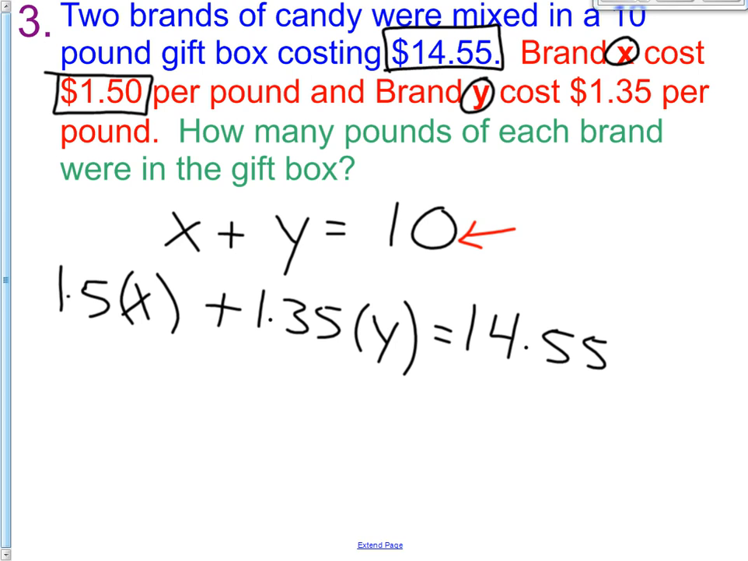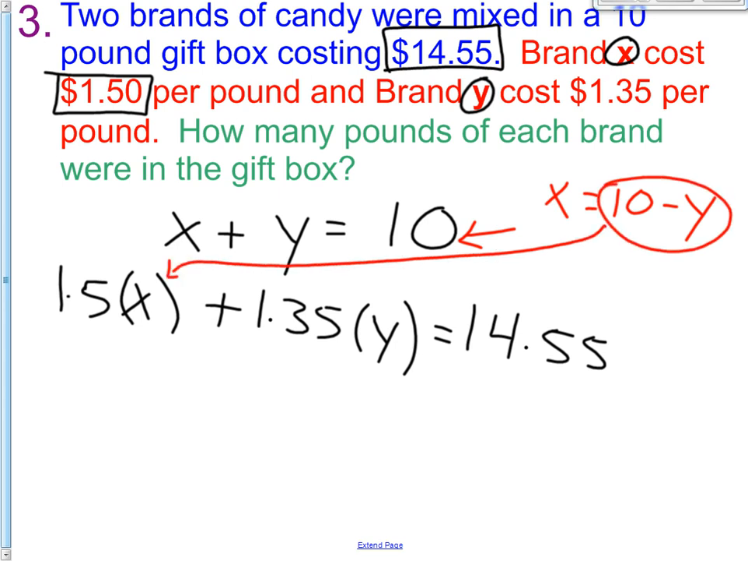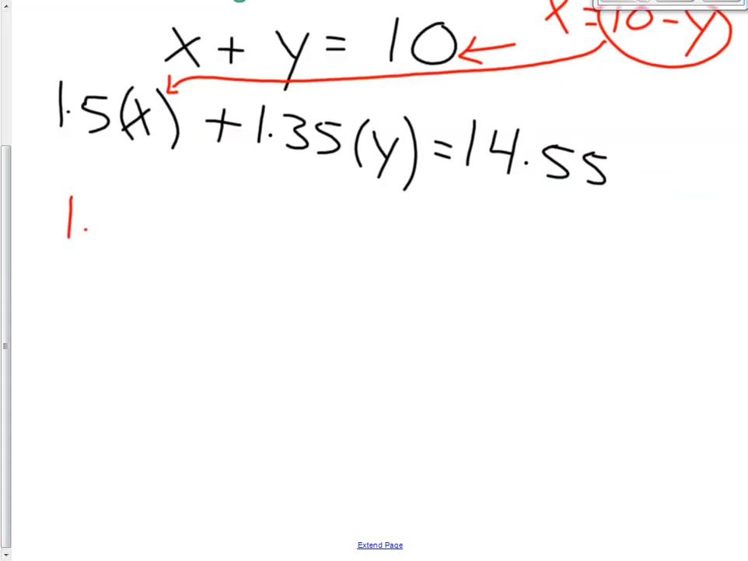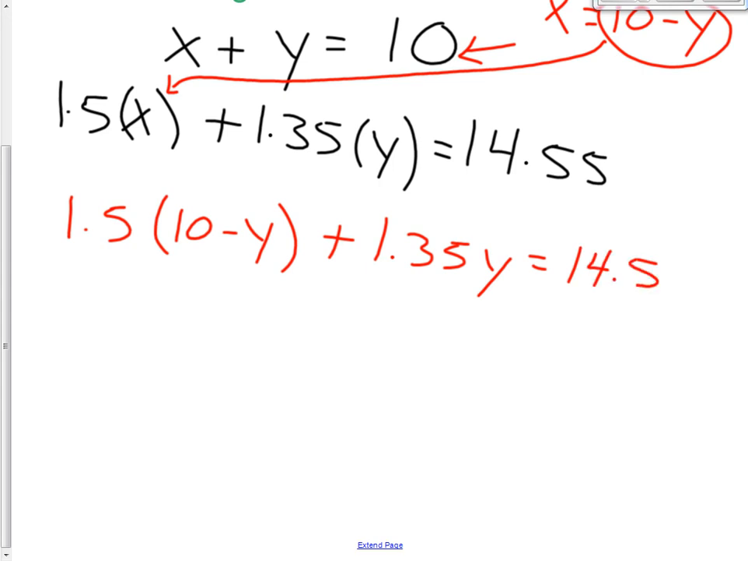I'm going to make this equal X equals 10 minus Y. That way I could easily subtract a Y to get X all by itself, and now this part right here I can substitute in for this X. So as we solve, we get 1.5 multiplied by 10 minus Y plus $1.35 times Y. That equals $14.55. We're going to end up getting a lot of decimals with this one, but that's alright. We can just put all of it in our calculator as we multiply.